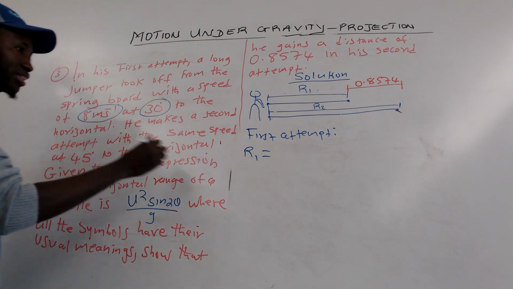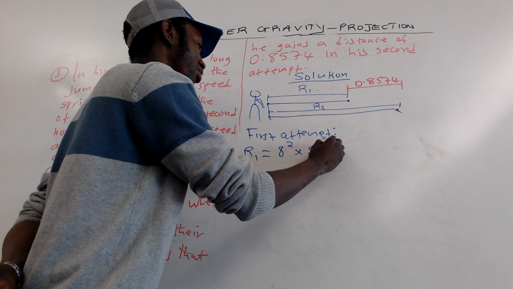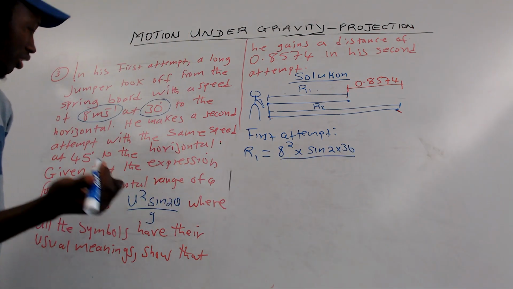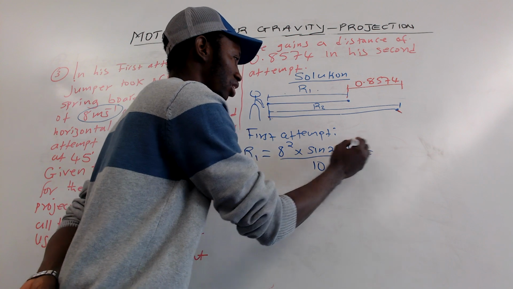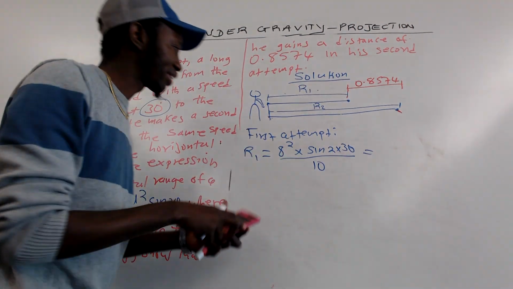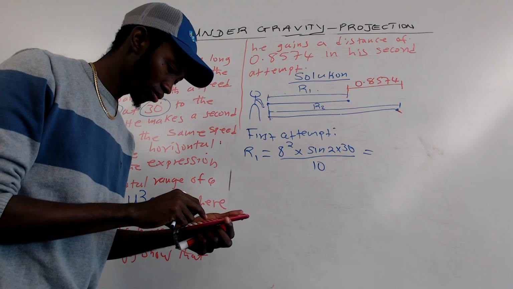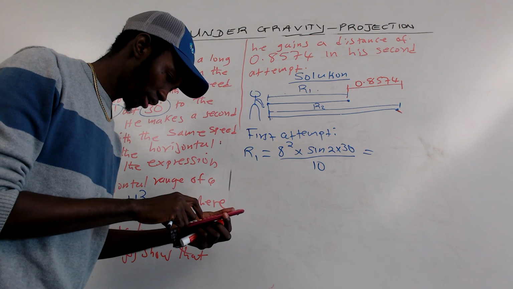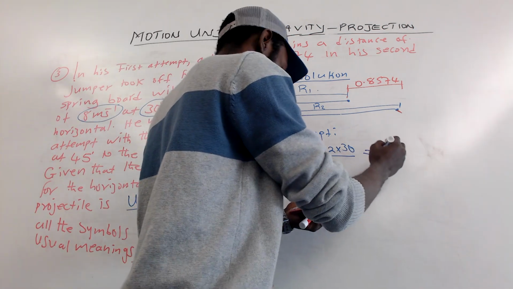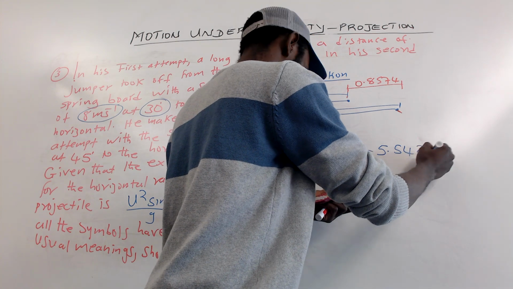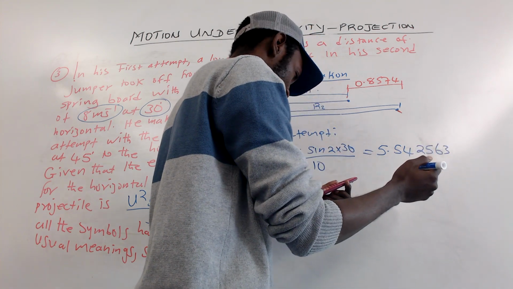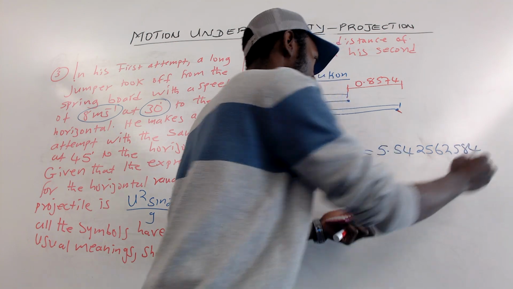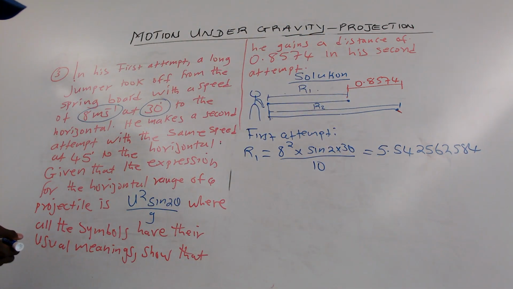So it's going to be u is 8, which is 8 square times sine 2 times theta, where theta is 30, all over g. G is not given. We can say 9.81 or 10. So 8 square is 64. We say 64 sine 2 times 30, which is 60, divided by 10. And we have the distance to be 5.542563. We can stop here, or write everything: 5.542563... You see, this is the distance gained, in meters.